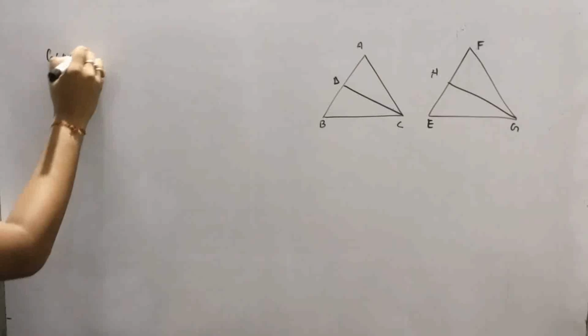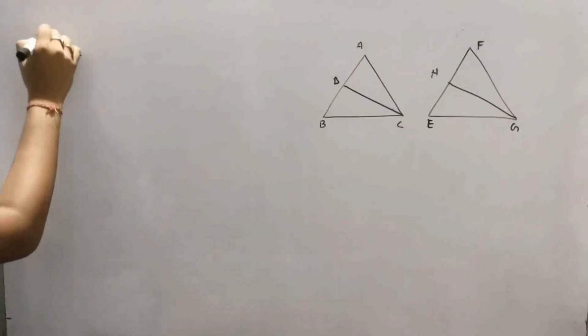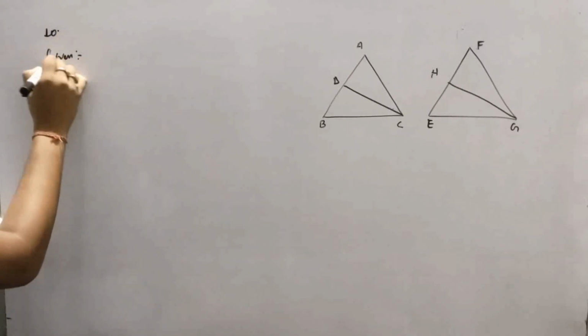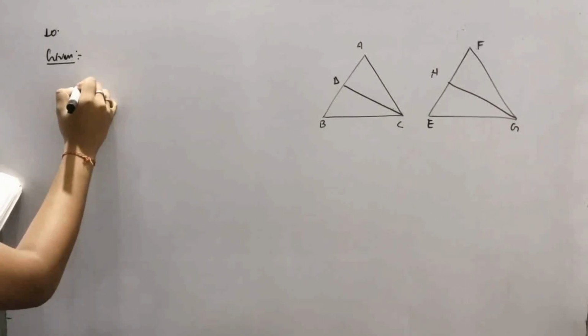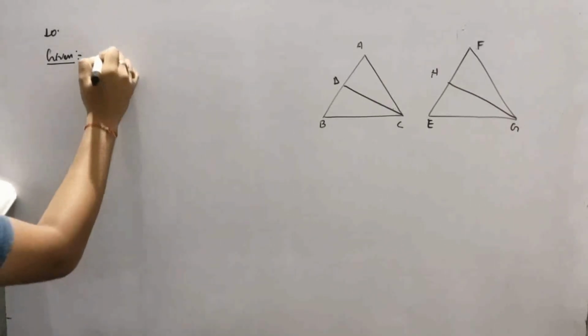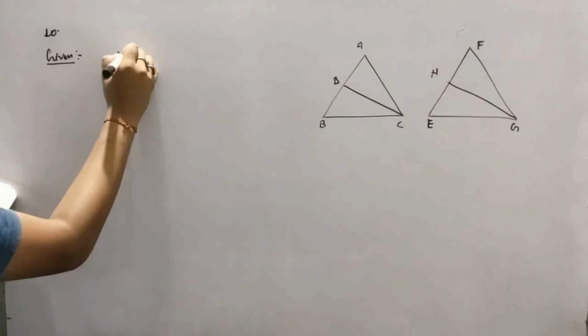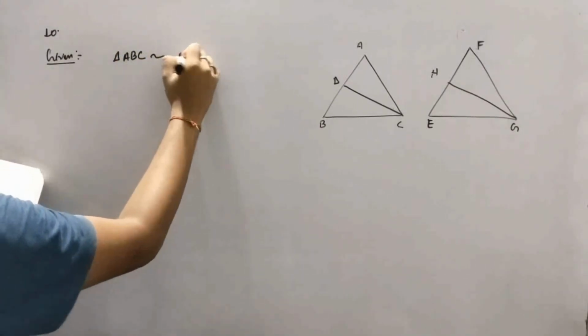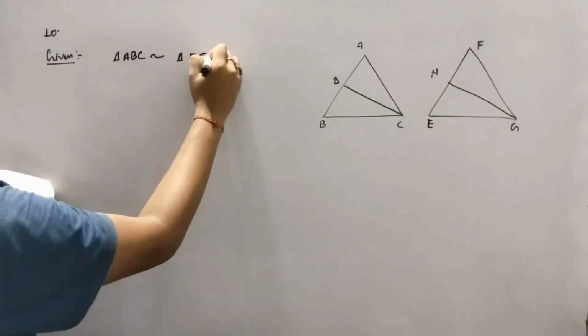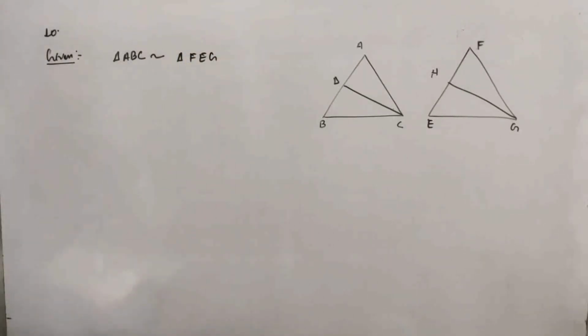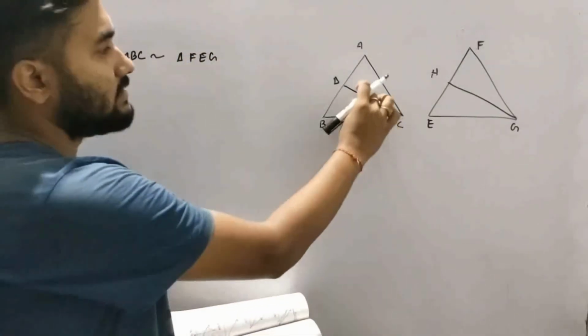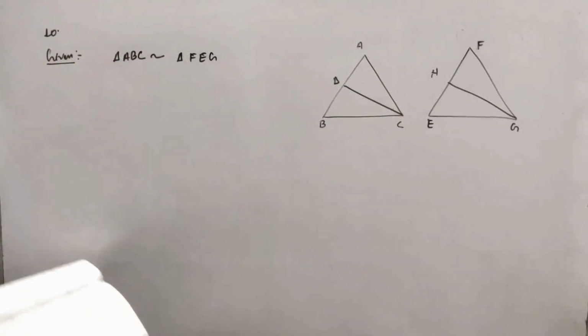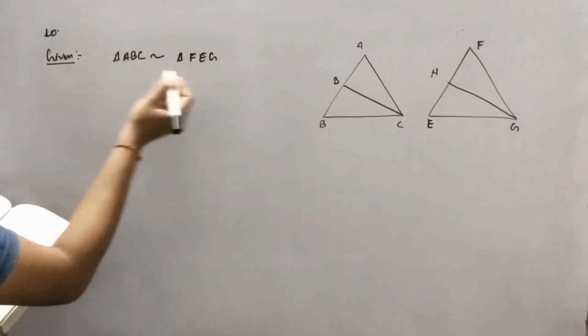Given. Question number is how much? Question number 10. So what is given? We can write this one at first. Most important one. The triangle ABC is similar to what? Triangle FEG. This one, right? Next, what is given? That CD is the bisector of what? This angle, right? Okay, this one I will write.